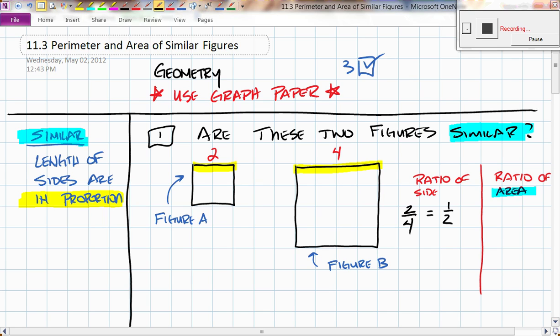Okay, now what's the area of figure A? Count up all the squares. 1, 2, 3, 4. So figure A has an area of what? 4. Good. Figure B has an area of what? 1, 2, 3, 4. 4 times 4 is 16. Good. And if we simplify and reduce that fraction, what do we get? 1/4. Okay, good. So I'm going to highlight these two numbers here. 1/2 and 1/4. And we're going to come back to it, because we're looking for a pattern here, okay?